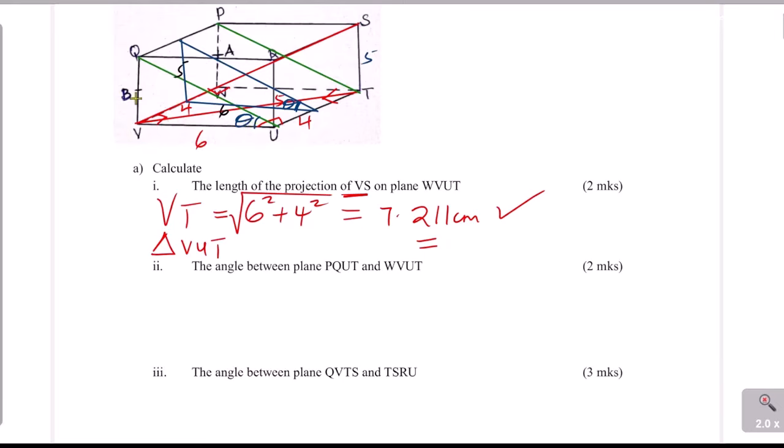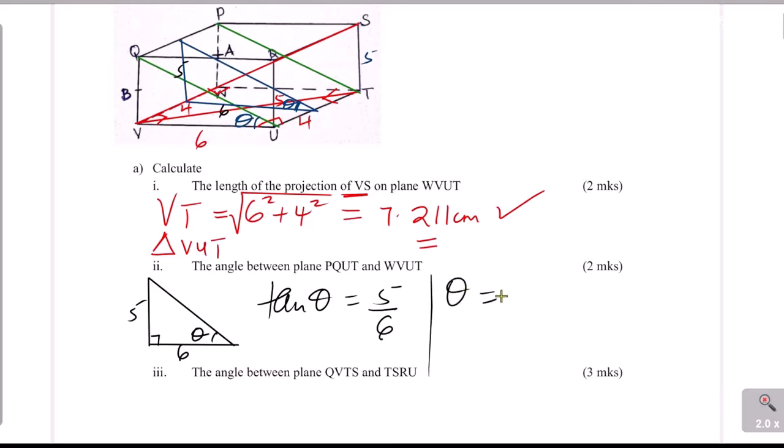So the triangle, I'm going to extract it here. This side will be 6 and this will be 5. The required angle will be here. So how do you get that angle? You can use tangent. Tangent of that angle is equal to opposite over adjacent, so theta will be the tan inverse of 5 divided by 6, which will give 39.81 degrees.